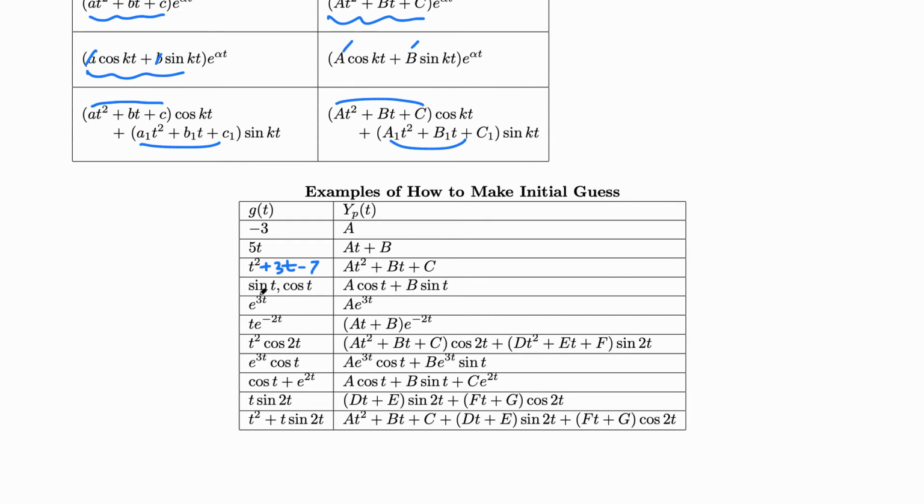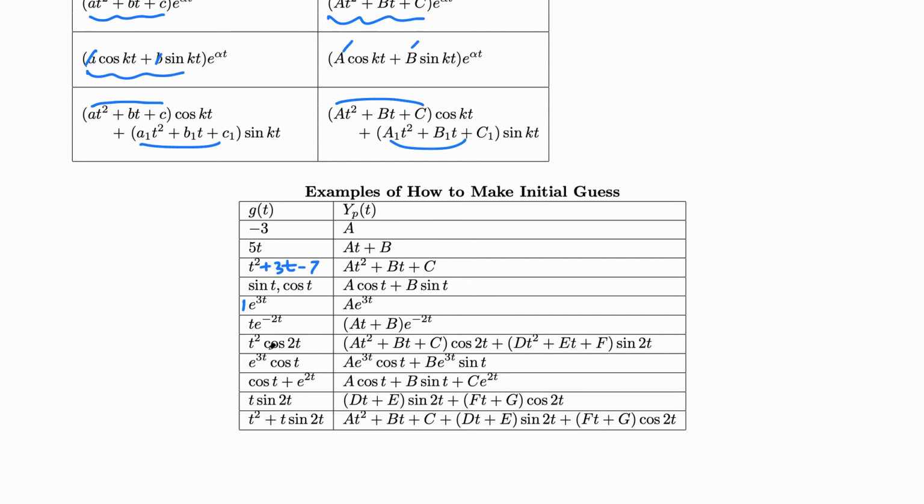If we have only sine or only cosine, it will be a linear combination of those two, a sine plus b cosine, or a and b, it doesn't matter, these are unknown constants anyway. If we have just an exponential function, you have to write a times the exponential function, because the constant is 1, but we don't know, so just a.